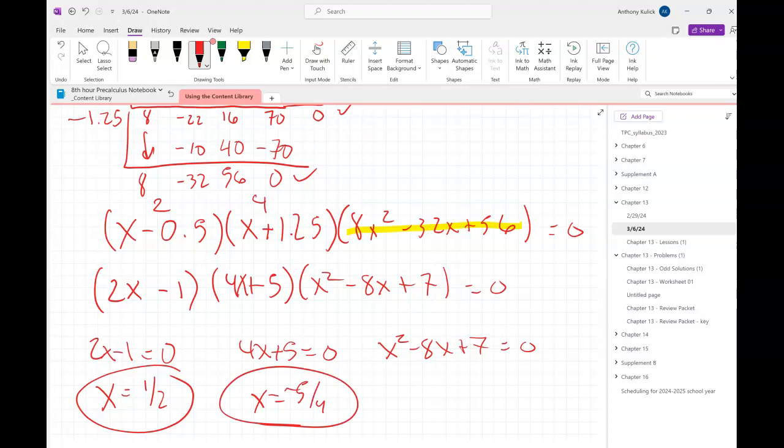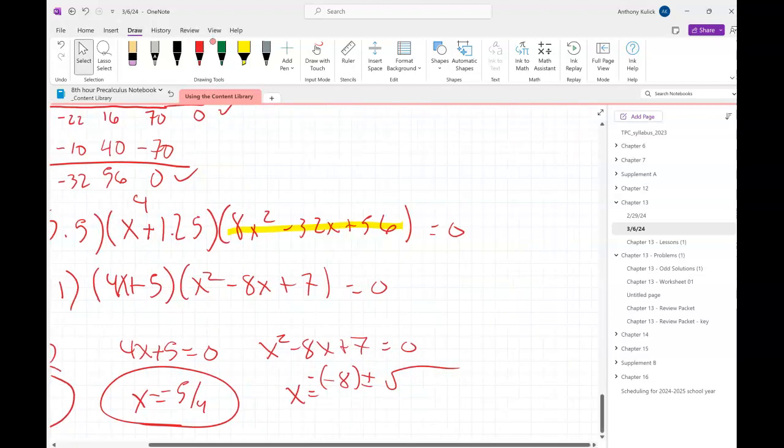Oops, that was plus, so that should be minus. And then this one needs the quadratic formula. And that's not supposed to be an 8, but rather a 4.